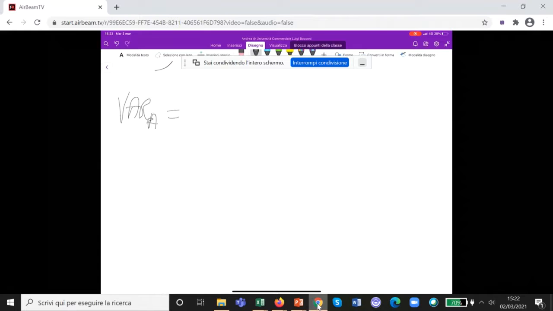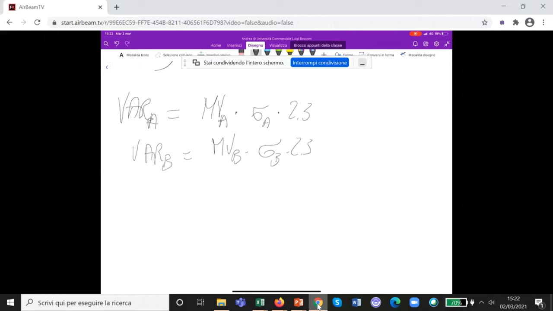So the one of stock A would be equal to the market value of A times the sensitivity, which would be equal to 1, because the change in the price of the stock is equal to the change in the value of the position. The volatility of stock A times alpha, which in this case, at 99%, is 2.3. Okay, and you can do the same with stock B, market value of B times sigma B times 2.3, and the value at risk of stock C, market value of C times sigma C times 2.3.